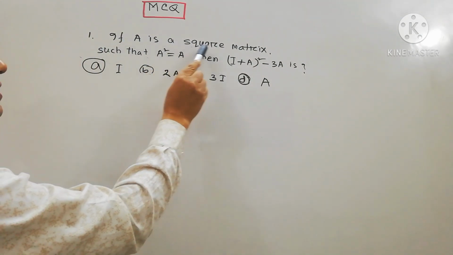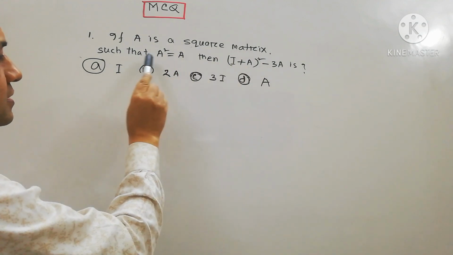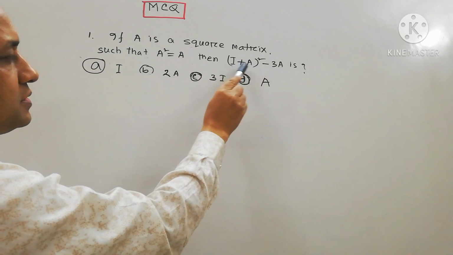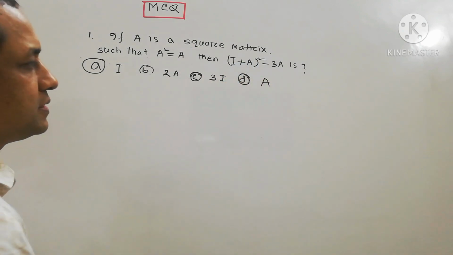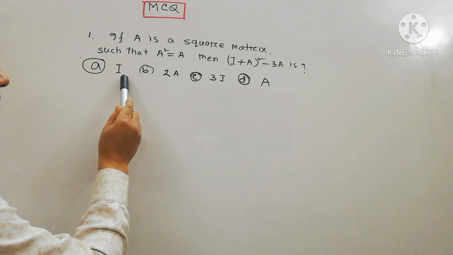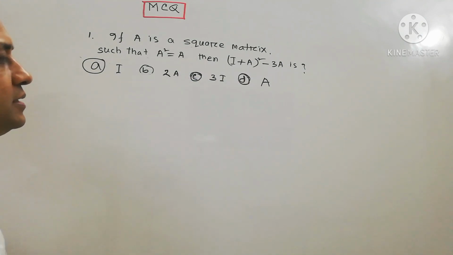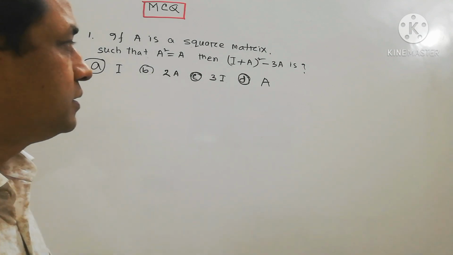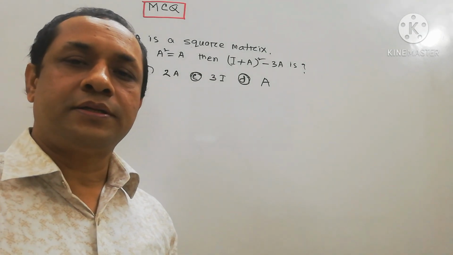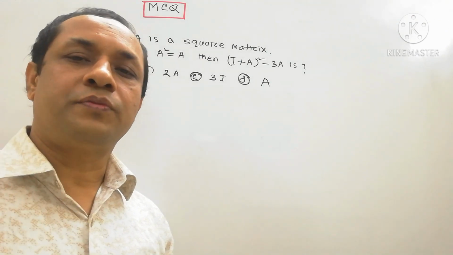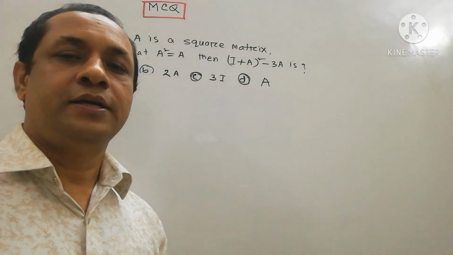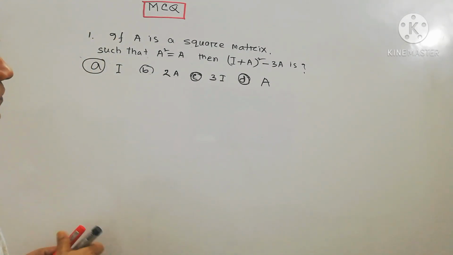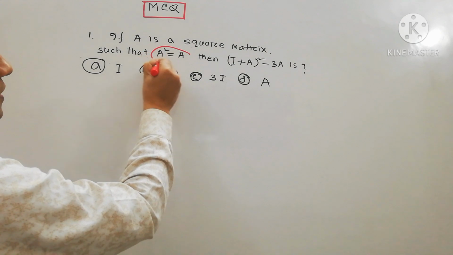If A is a square matrix such that A square equals A, then what is the value of (I plus A) whole square minus 3A? Option A is I, B is 2A, C is 3I, D is A. Now, students, we know that in a square matrix the number of rows and columns are equal. So A is a square matrix. Here given A square equals A.